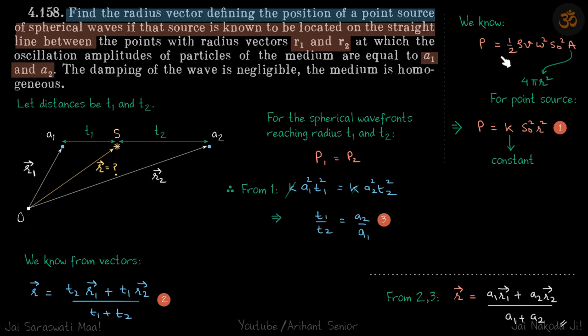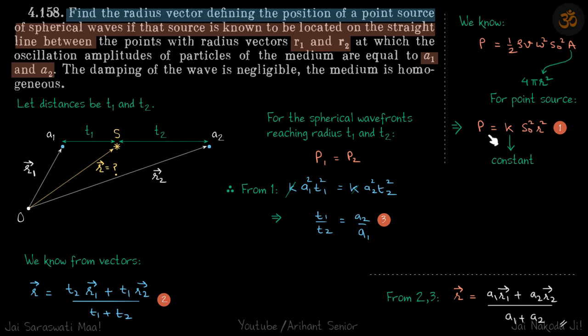To do this problem, we should know that power is half rho v omega square s naught square A. So s naught is the amplitude of the particle. A is the area through which the wave is propagating. So in case of a point source, this area will be 4 pi r square.